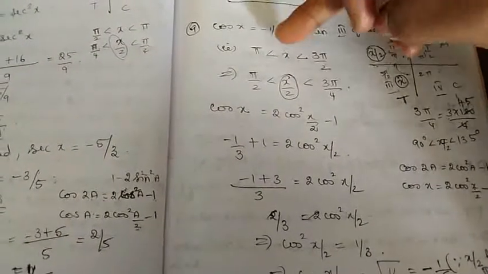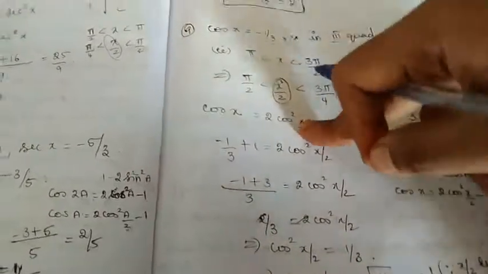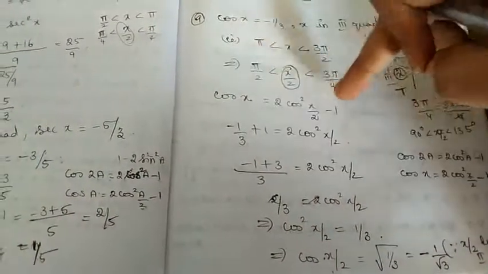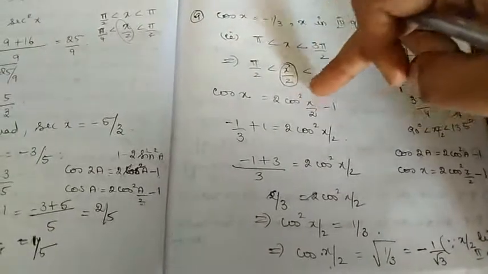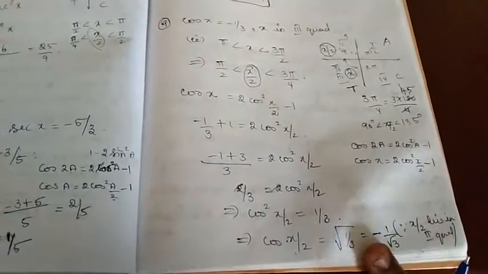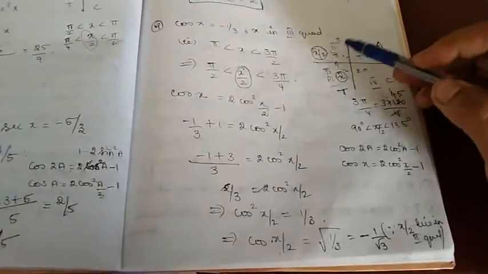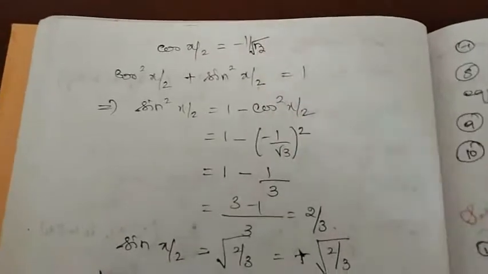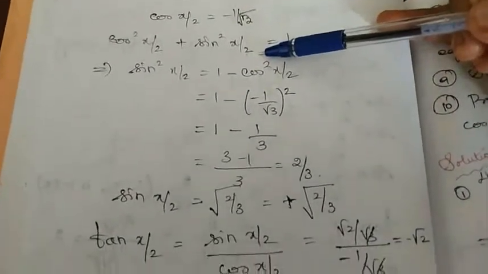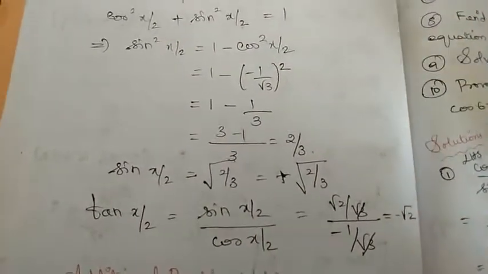Here cos x value is directly given, okay, minus 1 by 3. So directly we can use the cos 2a formula. So cos 2a can be written as 2 cos square a minus 1. So cos a is going to be 2 cos square a by 2 minus 1. You can substitute and we have found out what is cos x by 2. So for cos x by 2, you have to assign the sign based on the quadrant where x by 2 lies, okay. After finding cos x by 2, we can find sin x by 2 using the identity cos square x plus sin square x equal to 1, and then we can find what is tan x by 2, right.